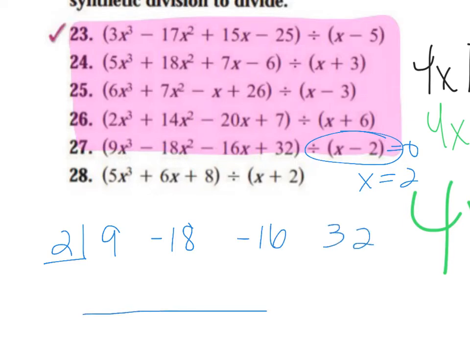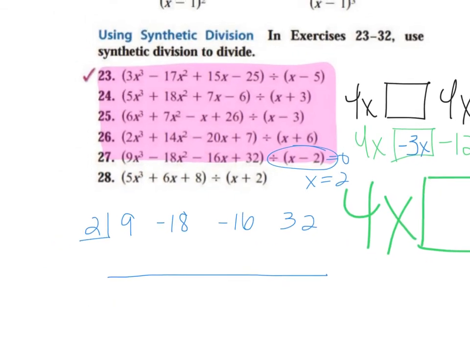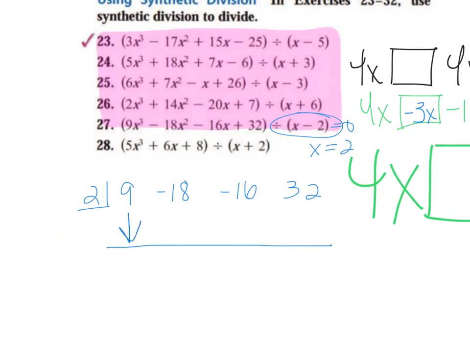Make sure that your signs are correct and you have no gaps. If there was not an x squared, what would you put? 0. Wherever an exponent is missing, you put a 0. So when we synthetically divide, bring down the first term, multiply to the corner. What's 9 times 2? 18. Add down. What's negative 18 plus 18? 0. 0 times 2, 0.